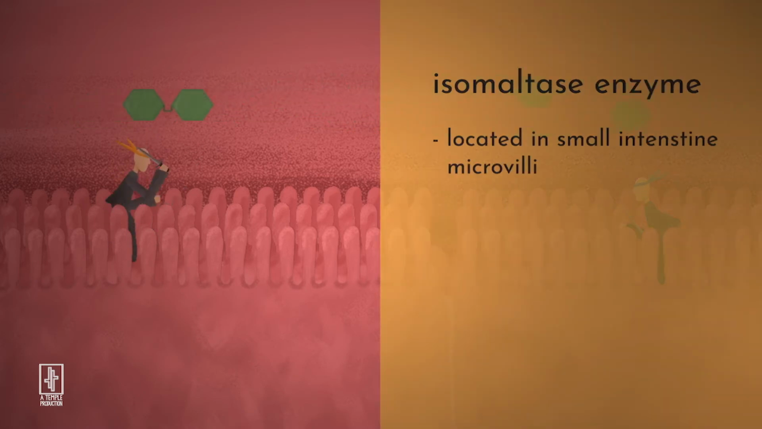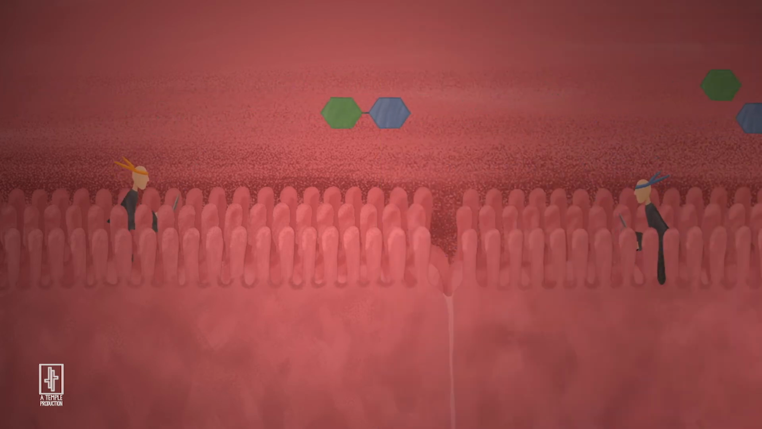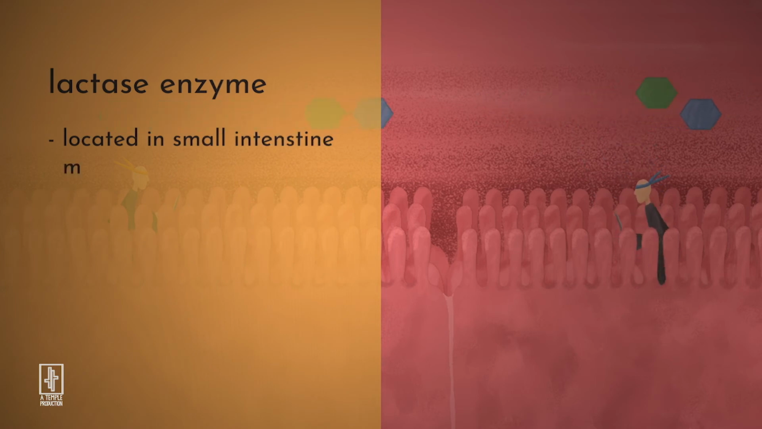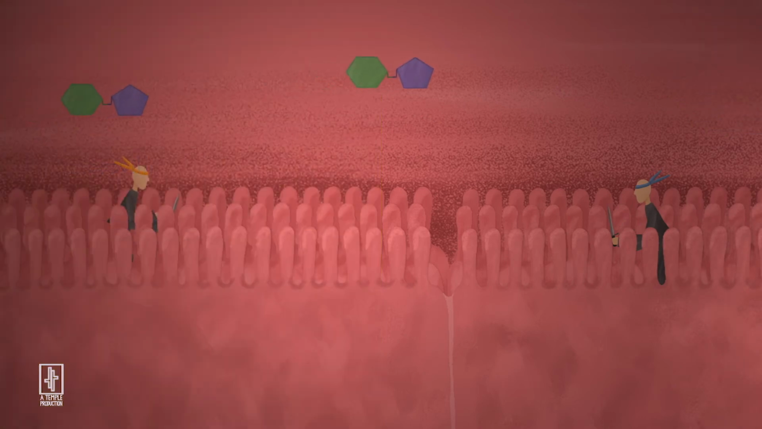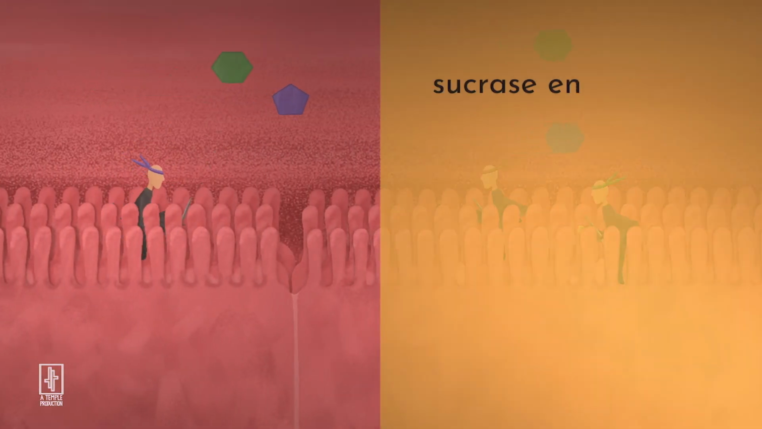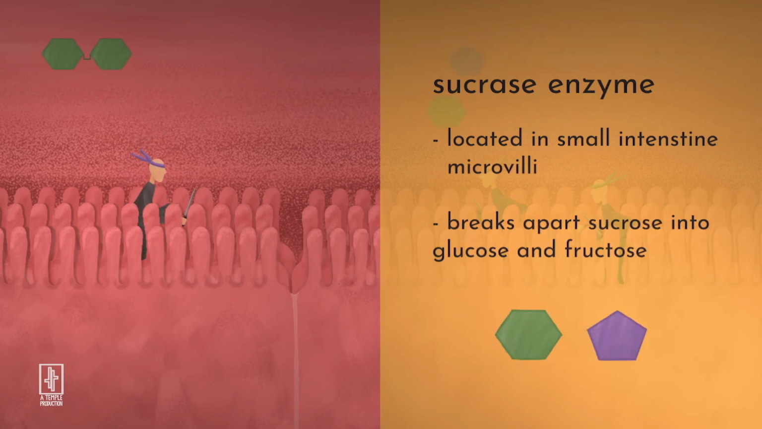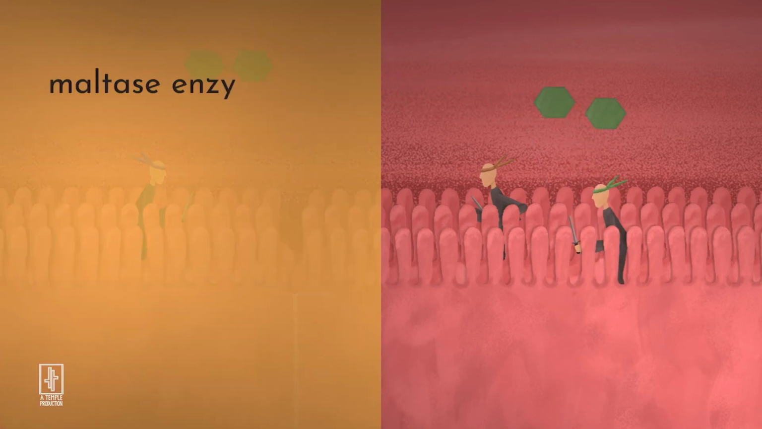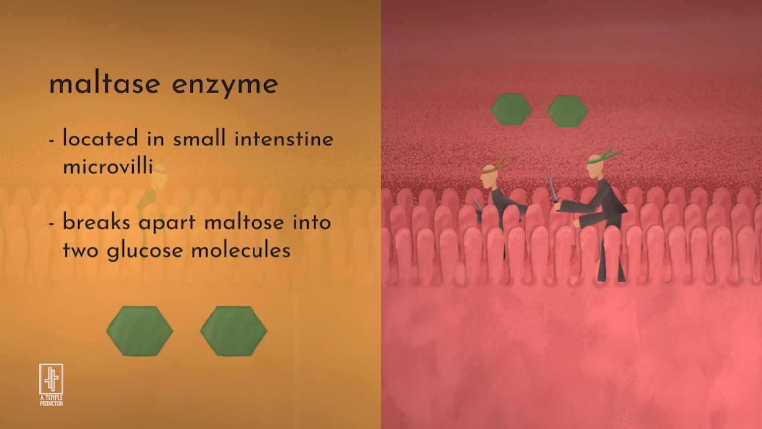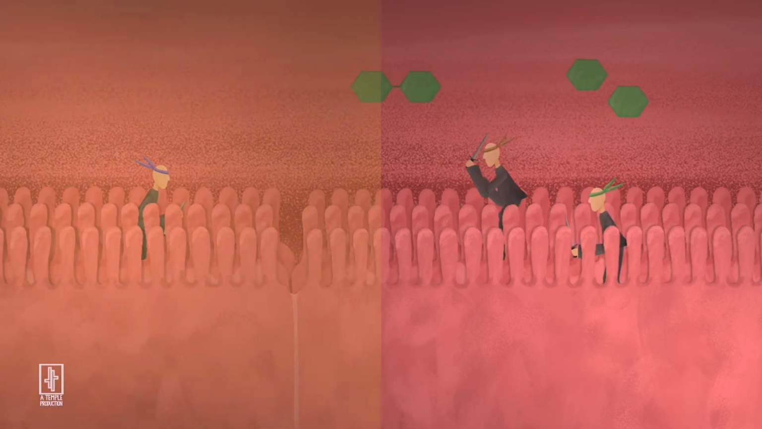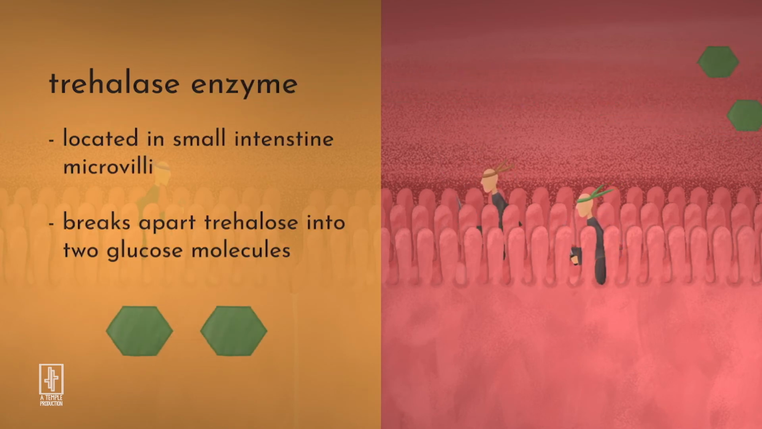Isomaltase breaks down what's left of the starch molecules into glucose. The lactase enzyme breaks apart lactose from milk into glucose and galactose. The sucrase enzyme breaks apart sucrose from cane sugar, etc., into glucose and fructose. The maltase enzyme breaks apart maltose from malted beverages into two glucose molecules. Trehalase breaks apart trehalose from mushrooms, honey, and foods with yeast into two glucose molecules.